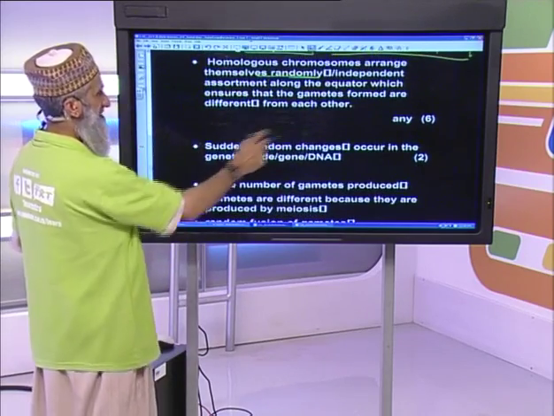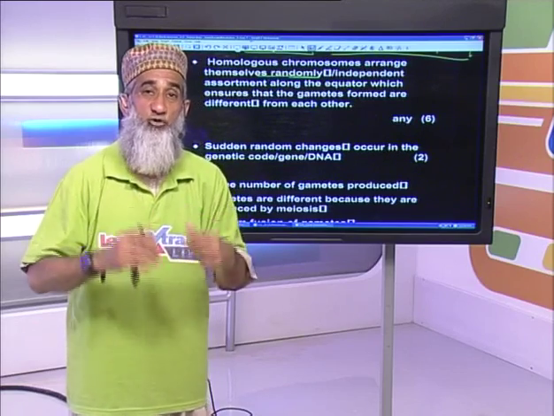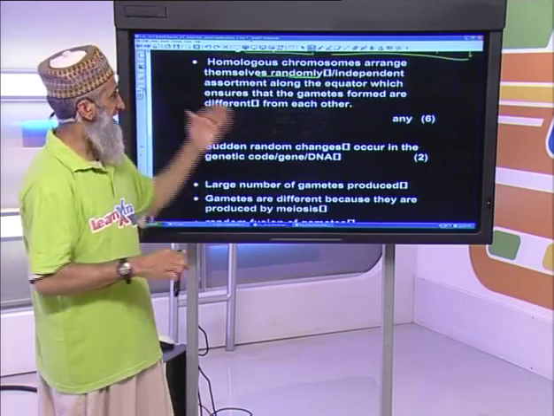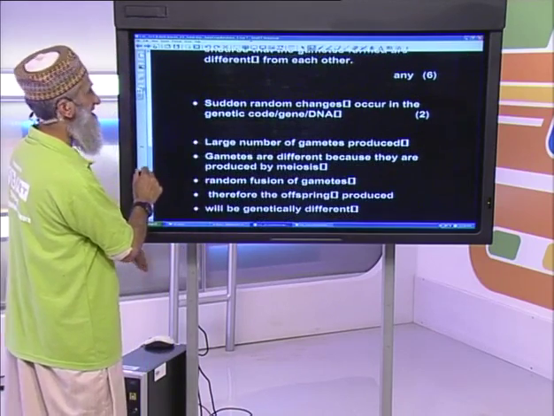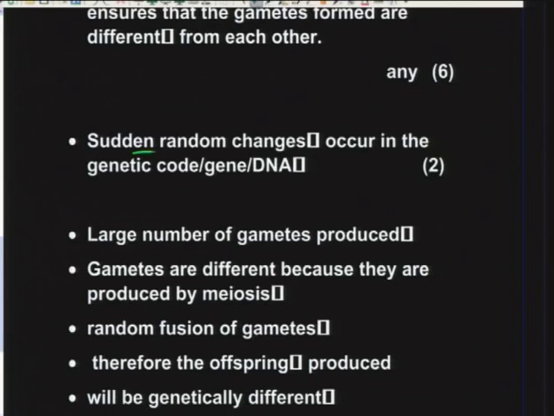So that's the first part, meiosis. So meiosis, there's 2 things. One is crossing over, and the other one is a random assortment during metaphase. Those are the 2 things that you talk about in meiosis. Then you go to the next one about a mutation, and all you're doing in mutation, you're explaining what a mutation is. It's a sudden random change or a change that occurs in the genetic code or in the gene or in the DNA. Any one of that would be correct.